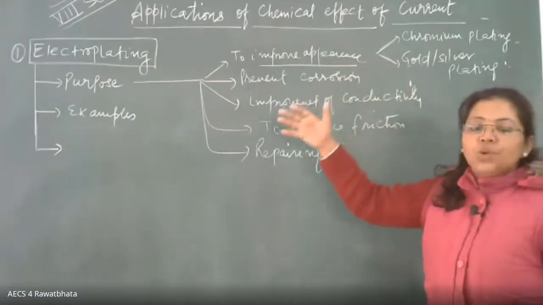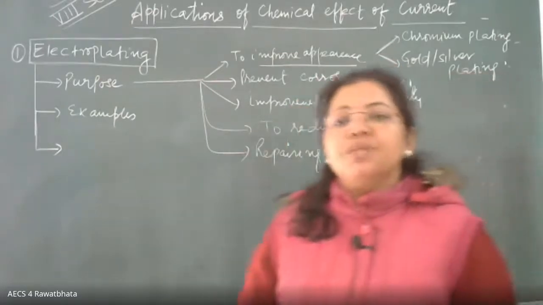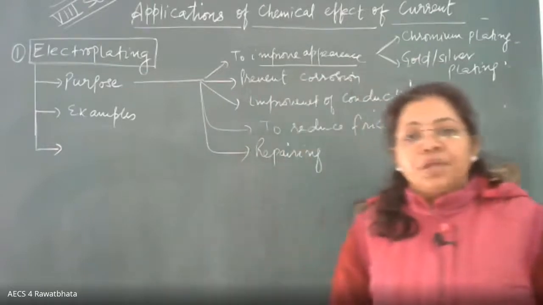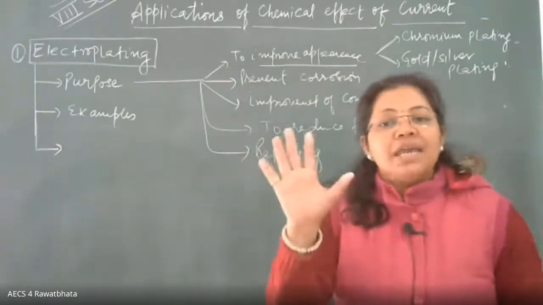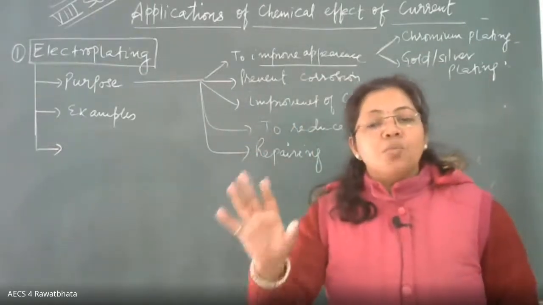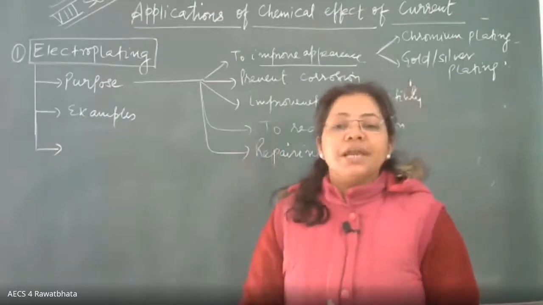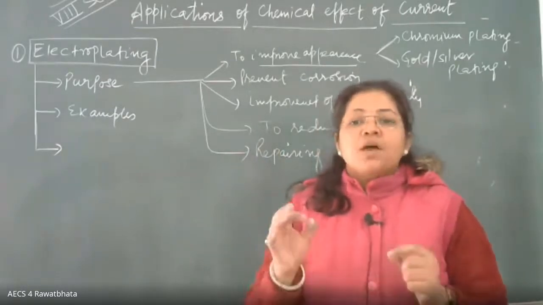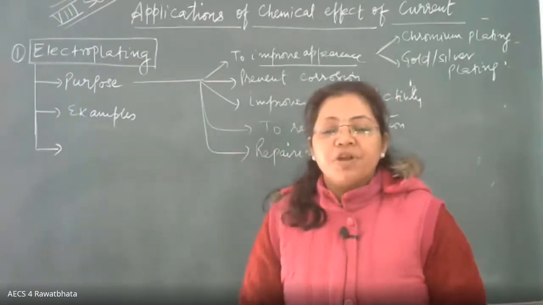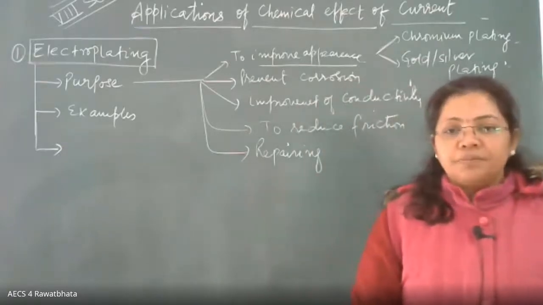We plate them with chromium, we put a layer of chromium on them. The reason is that, yes, I gave you 5 reasons why chromium is preferred for electroplating. Why is chromium preferred for electroplating?